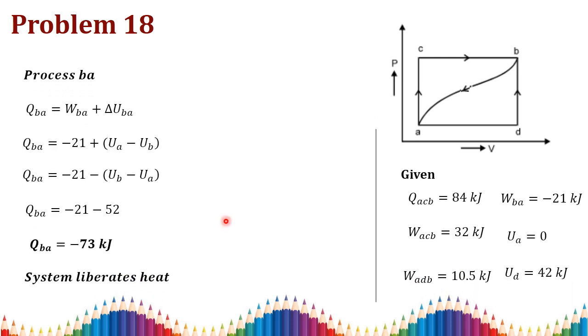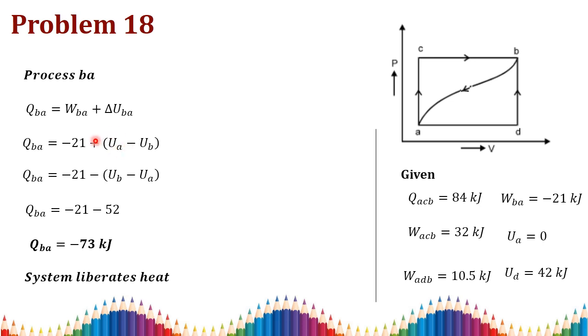So next one, I am considering the process B to A. Applying the first law of thermodynamics for this process, you will get work done of BA plus delta U of BA. We can write this as UA minus UB. In the previous slide we found UB minus UA is 52 kilojoule.